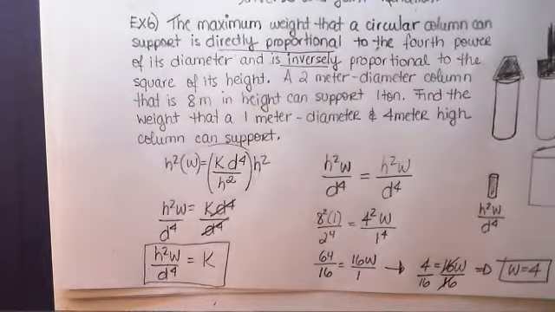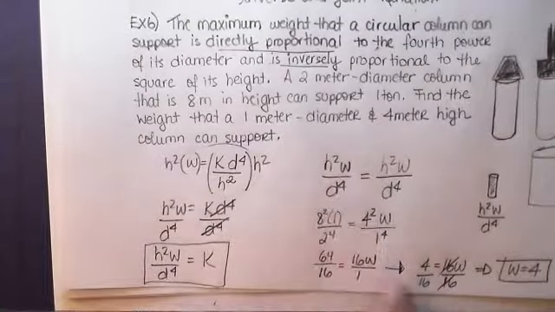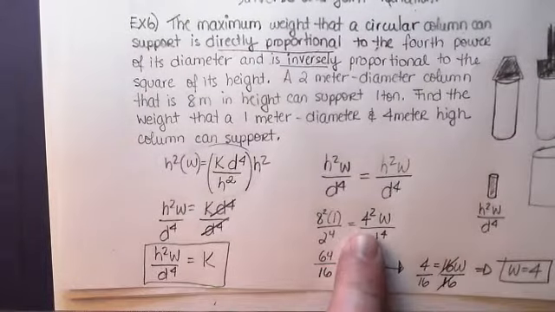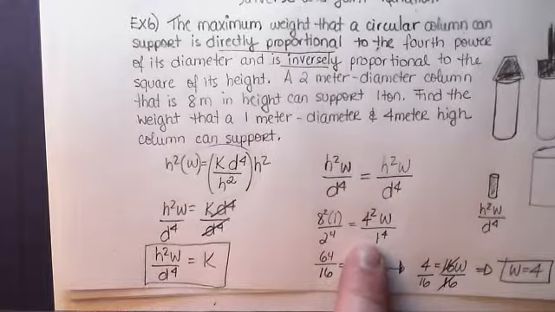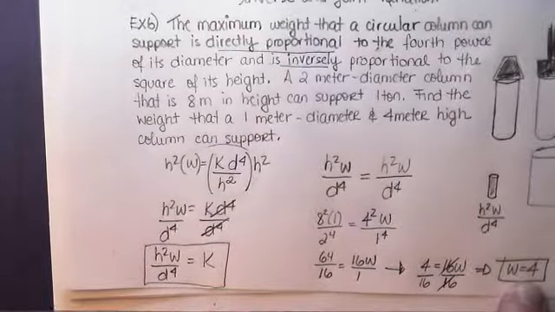So that means for the weight that this column can support, the column that has a 1 meter diameter and a 4 meter height can support only 4 pounds.